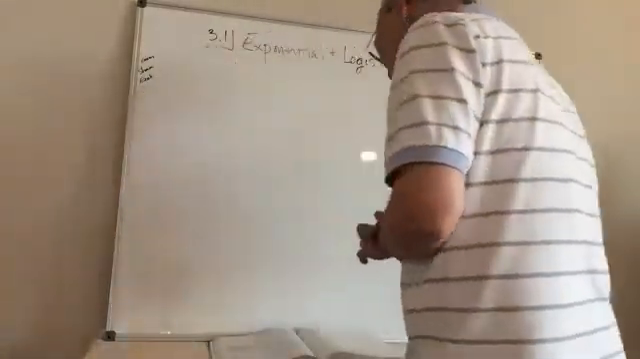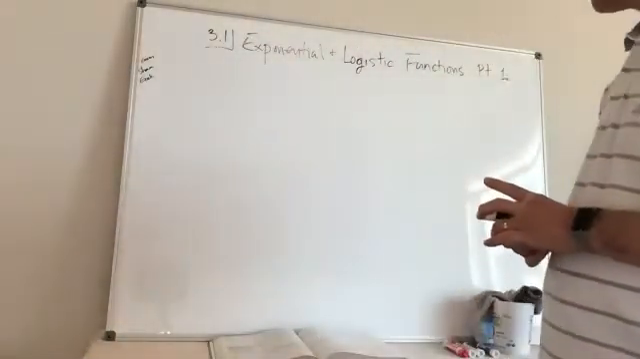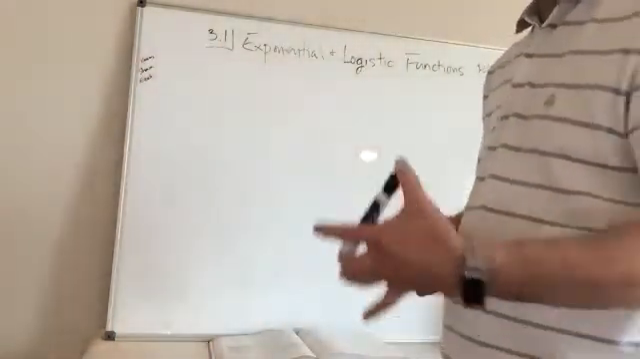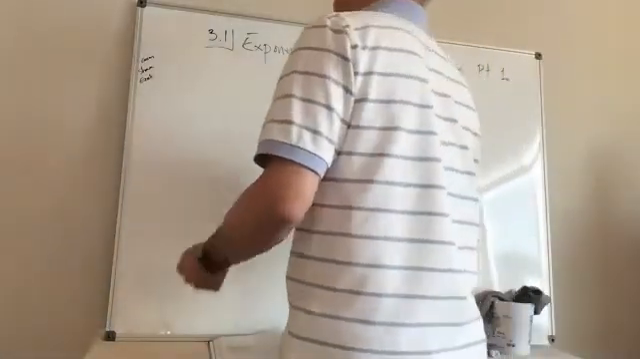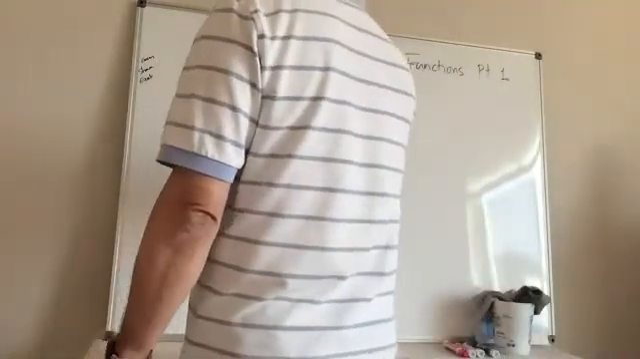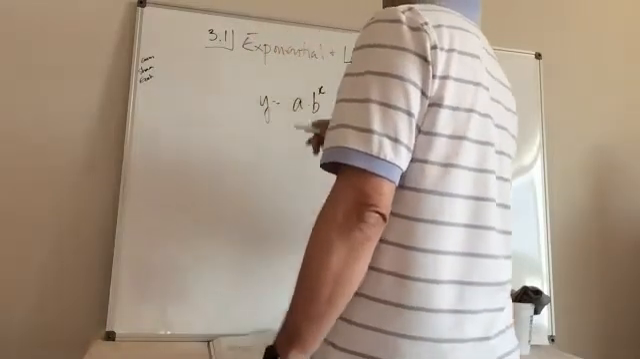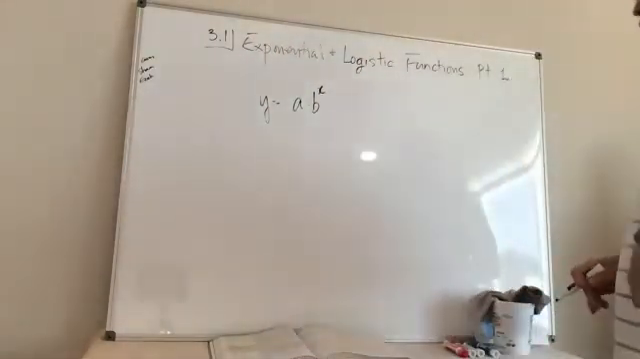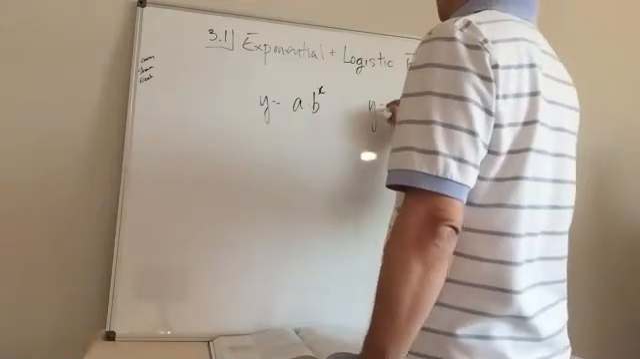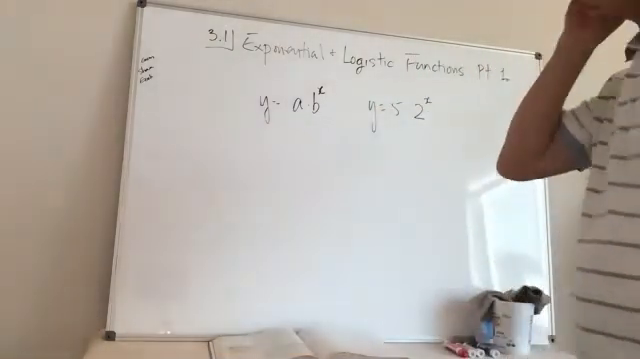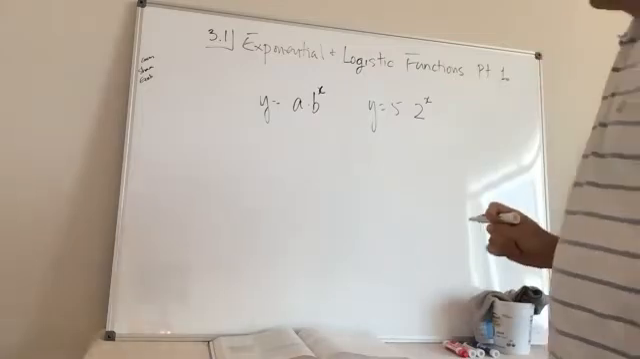3.1, we're going to start on page 252. We have exponential and logistic functions, okay? So we kind of talked about this in the P chapters. We talked about exponential functions already, right? An exponential function is a function that looks like this, b to the x. Okay, so it's something like y is equal to 5 times 2 to the x. This is an exponential function, okay?